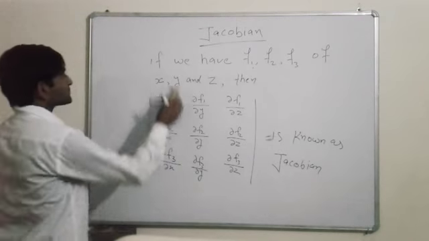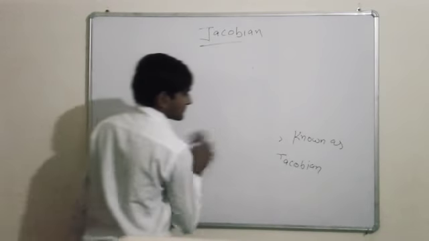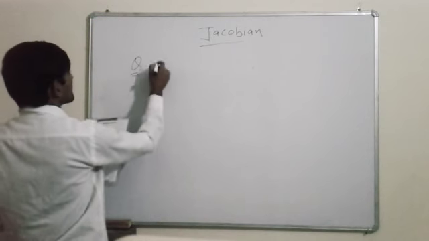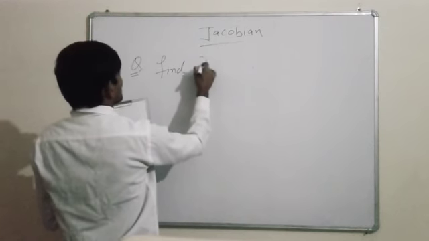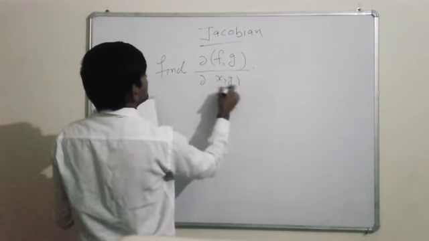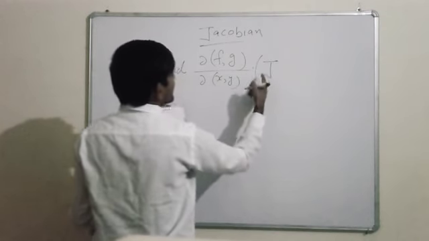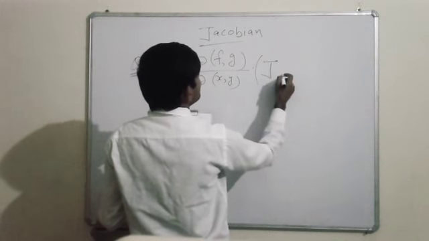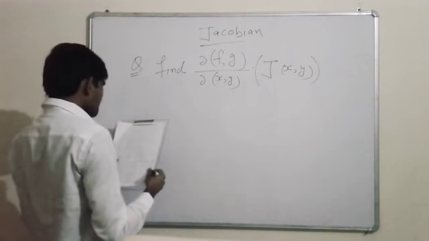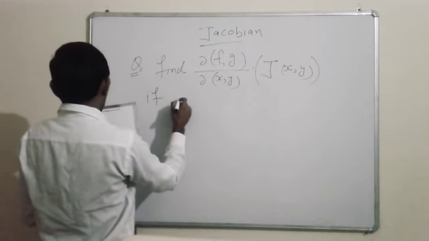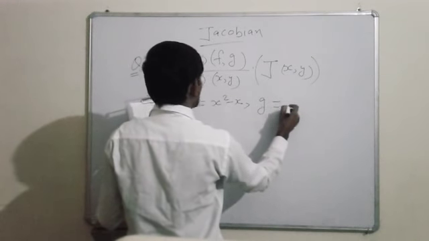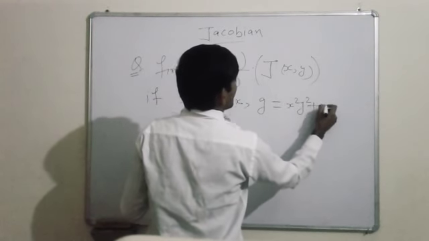So let's take one question. The question is, find del f g over del x y, which is also known as J of x y, if f is equal to x square minus x and g is equal to x square y square plus x plus y.